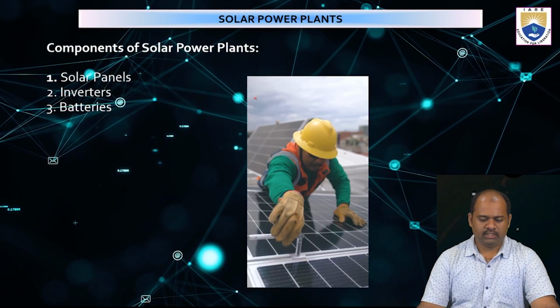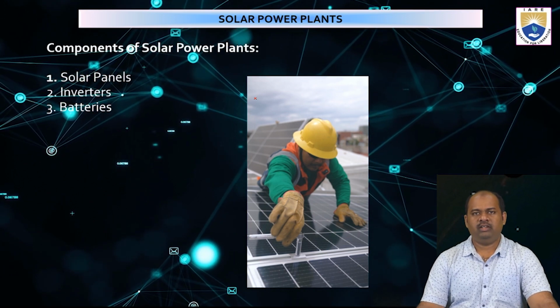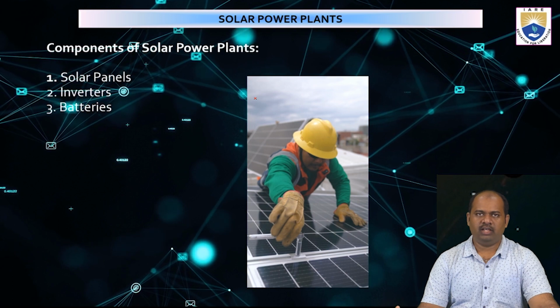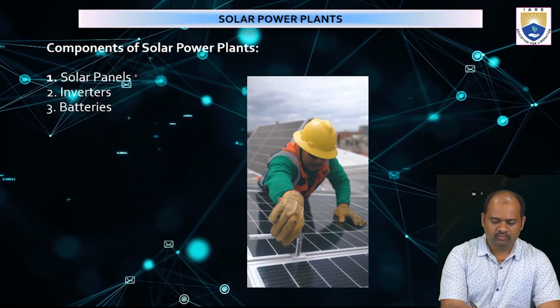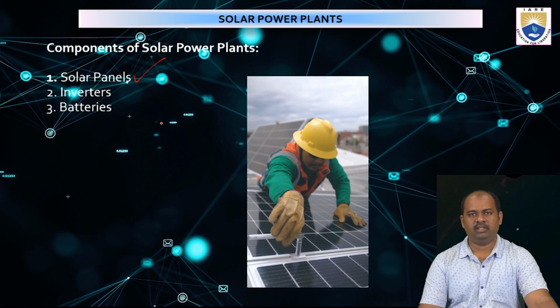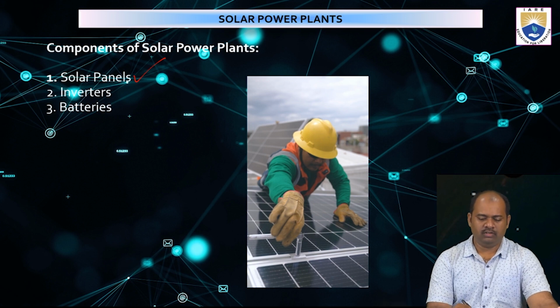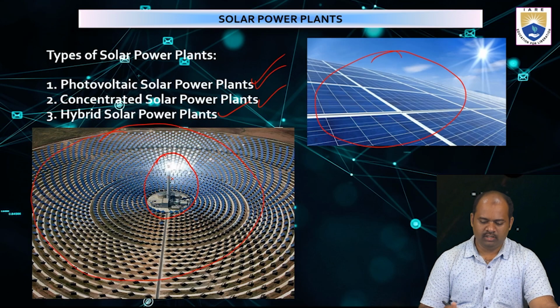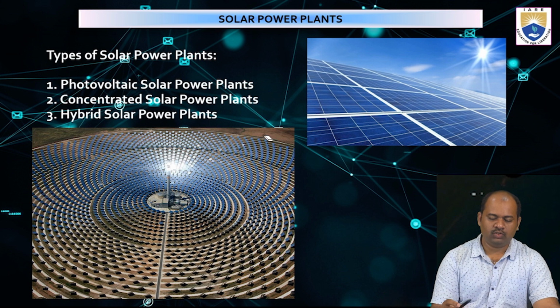Now we'll go to the next topic, components of a solar power plant. There are different components of solar power plants, and we have to study all of them in detail. The first component is solar panels. As we have seen in many pictures of solar power plants, the main component of any solar power plant is solar panels.